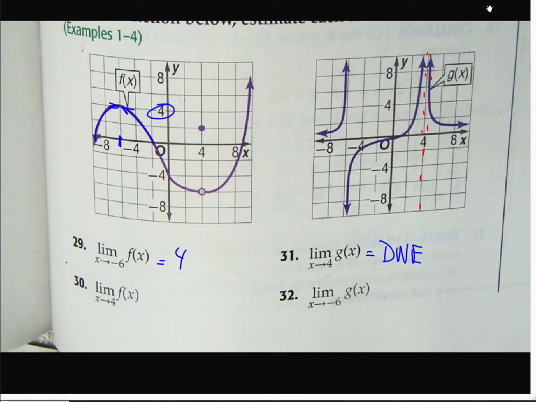Now, they like for us to go ahead and say that it's headed to infinity, though. So I want you to say DNE, and then I want you to say headed to infinity. That way, you know that as you get closer and closer to the x value of 4, your graph is headed towards infinity. Yes. If you go in opposite directions, we'll get there in just a second. Okay? 30.